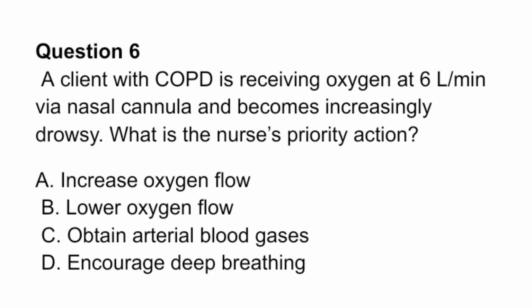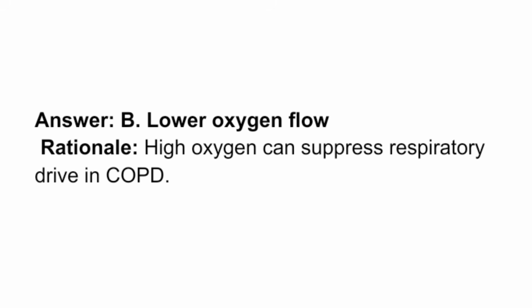Question 6. A client with COPD is receiving oxygen at 6 liters per minute via nasal cannula and becomes increasingly drowsy. What is the nurse's priority action? A. Increase oxygen flow. B. Lower oxygen flow. C. Obtain arterial blood gases. D. Encourage deep breathing. Answer: B. Lower oxygen flow. Rationale: high oxygen can suppress respiratory drive in COPD.